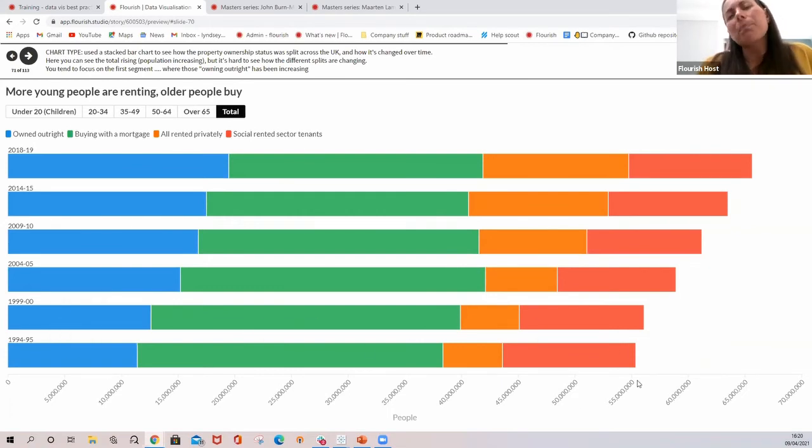It's quite hard because population could be changing over time. It's quite hard to see how the relative shares of each group are changing, because they're all being taken from a different baseline, as they're stacked on top of each other. And what people tend to do is focus on the first segment because that is anchored to 0, and we can see that that is changing. So we can see owner outright is increasing, but then we can't see the next few segments, because buying with a mortgage is starting higher than in this year. So we can't see how the second segment has changed over time. So it's not a great way of showing or telling the story.